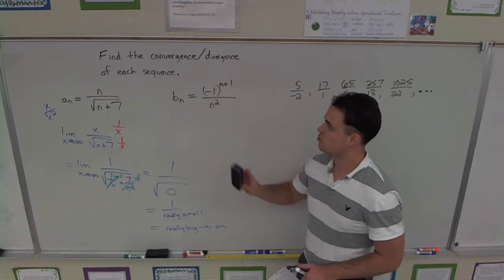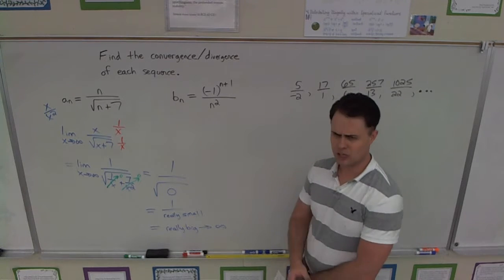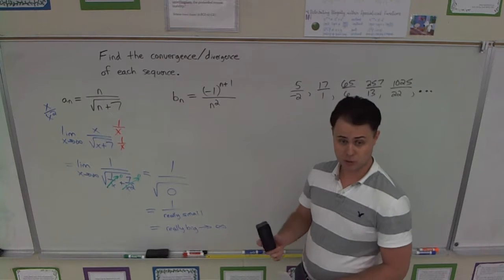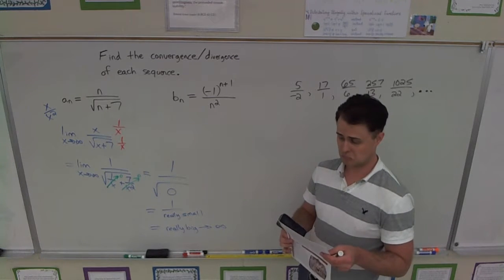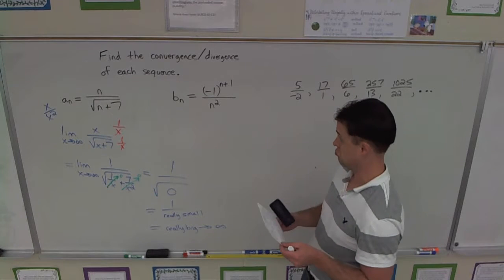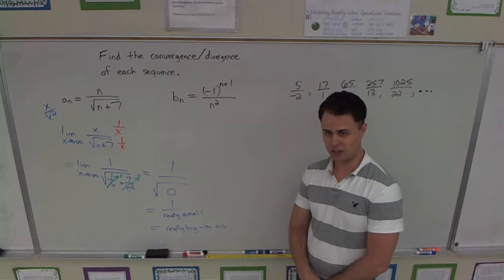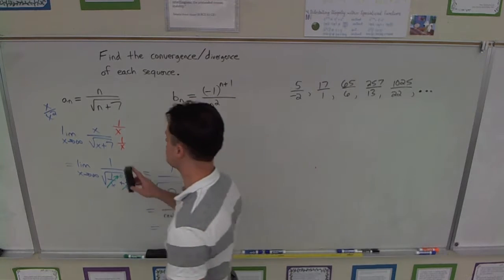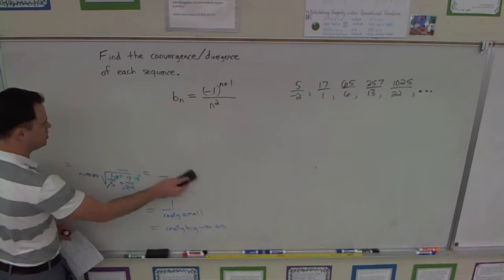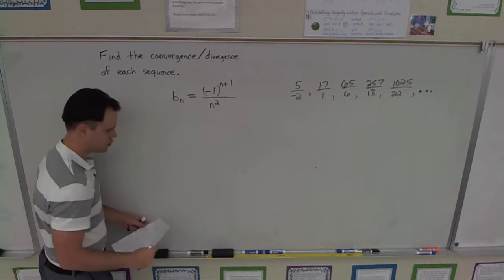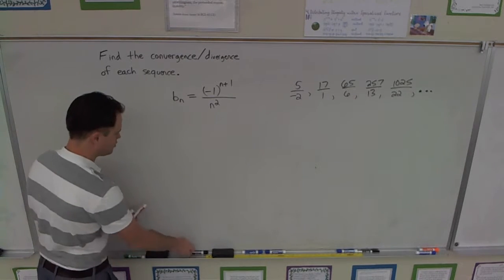So, how about b sub n? Does this one diverge or converge? What did you guys say? Diverge? I was thinking I think this one converges. Let's write out some terms. That's always a good strategy if you're not sure, especially if you don't know what strategy to apply. One of the first things you should always do is just write out some terms.